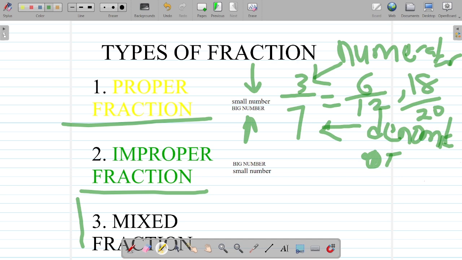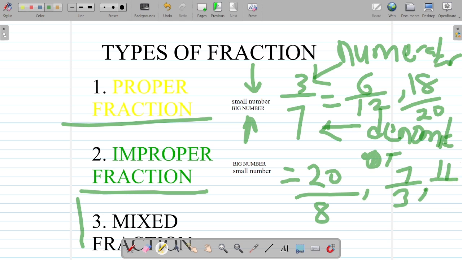Now, the reverse is an improper fraction. When you have a big number at the top and a small number at the bottom, for example 20 over 8, this is improper. Another example, 7 over 2. Another example, we have 11 over 5. This is an improper fraction.